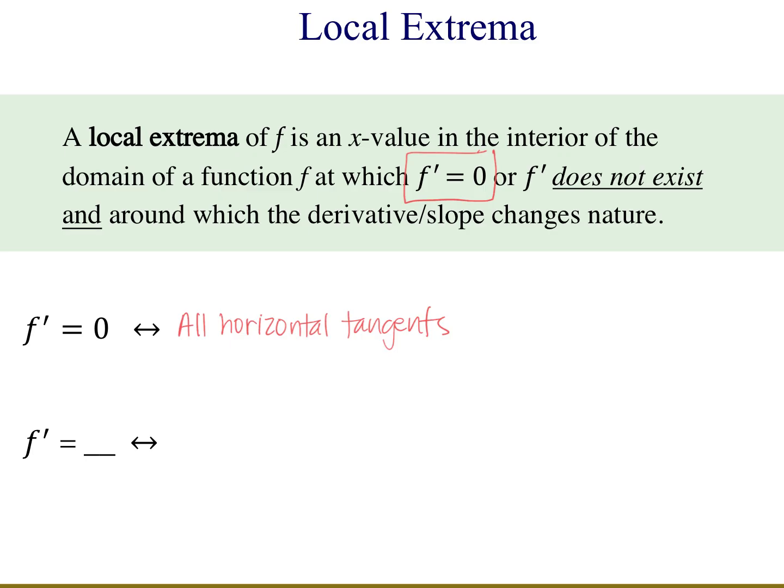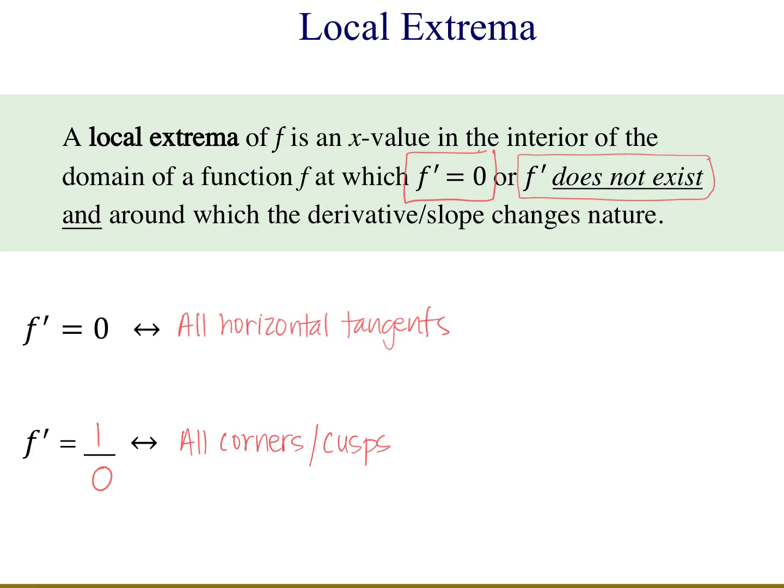And then f prime does not exist will find you all corners and cusps. So if f prime equals 0 gives me a horizontal tangent, what should f prime be equal to give me corners and cusps? 1 over 0, right, anything undefined. So we've already practiced this. What else have we done that's 1 over 0? Vertical tangents, that's also undefined.